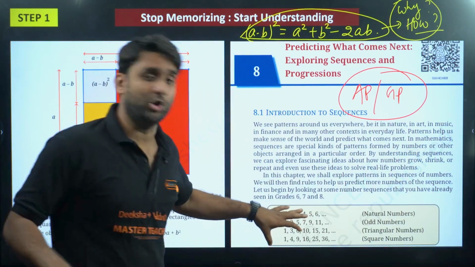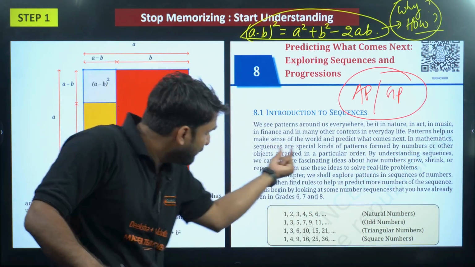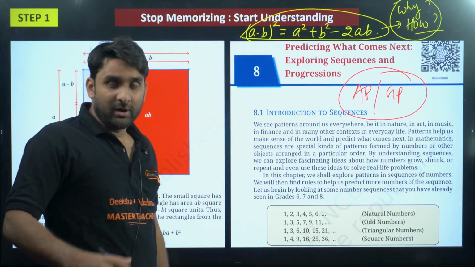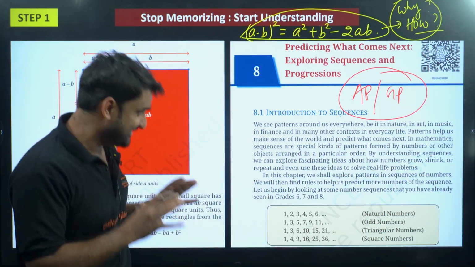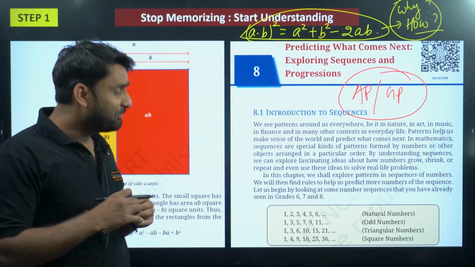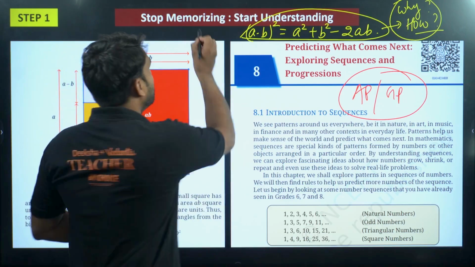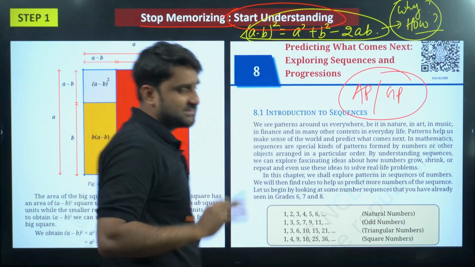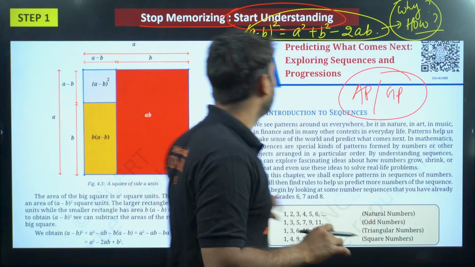So please make sure to go through each and every line. Read each and every line, and then you will be able to satisfy yourself: yes, this is AP, this is GP. So please, my dear champion, stop only memorizing. Please focus on understanding. Start understanding. Okay, moving to the next step.